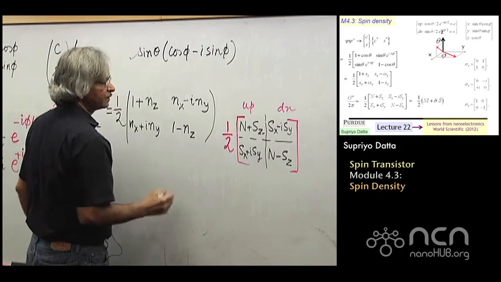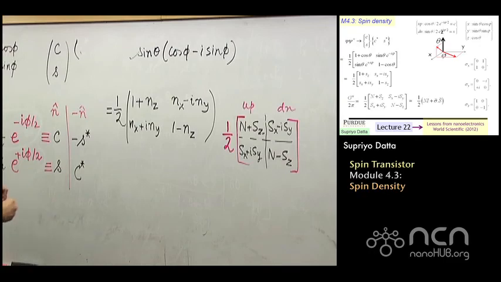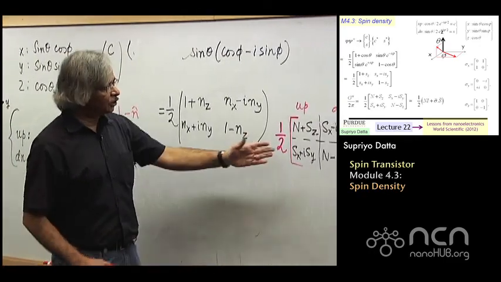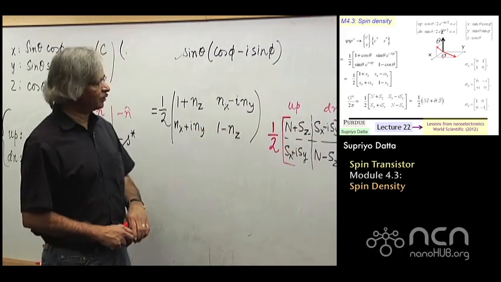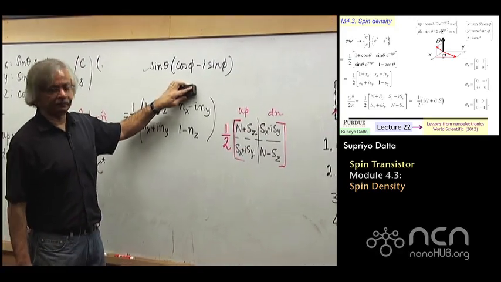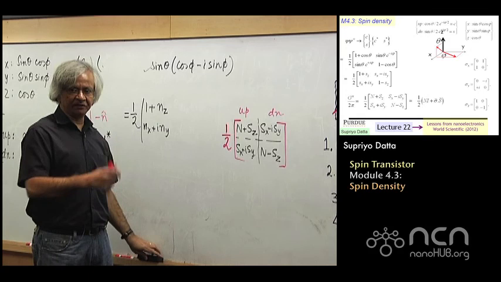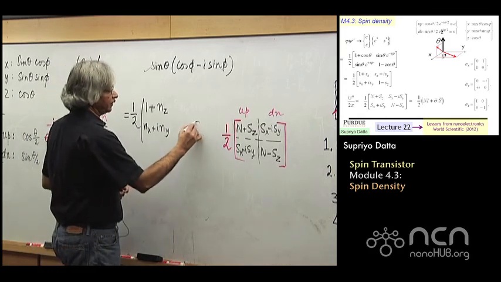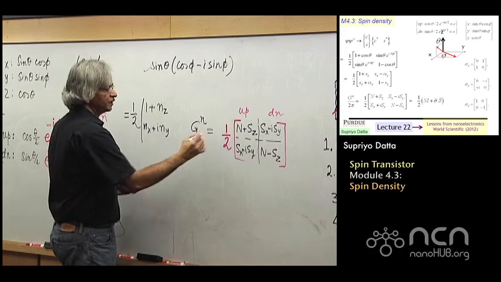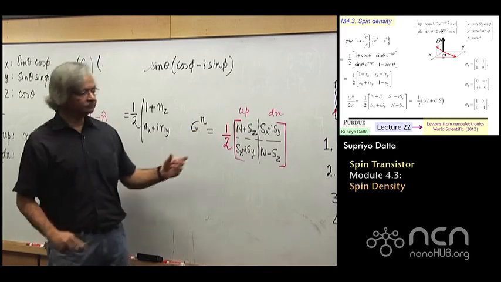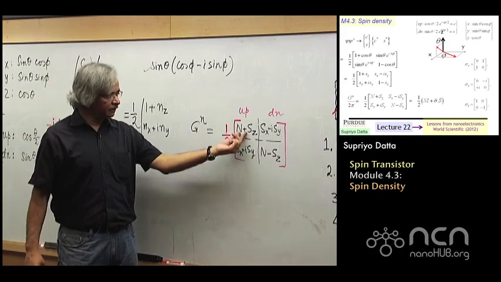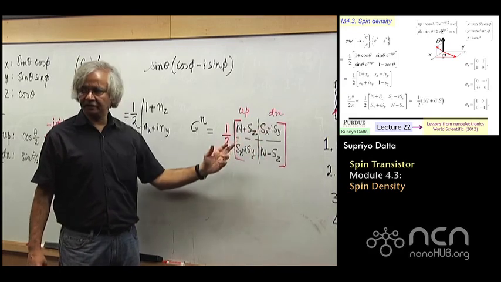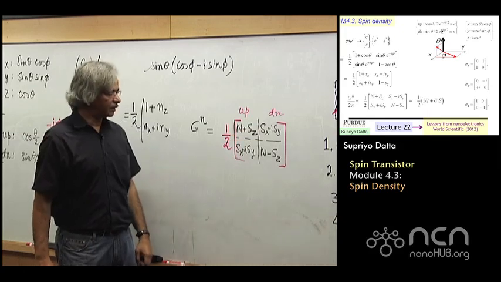as I had mentioned. So this is how you could see why the Gn looks like this. So when you calculate Gn from the NEGF method, for example, this is how you'd interpret it. That is, you'd look at what's on the diagonal, that would tell you N plus Sz and N minus Sz. You look off diagonal, you'll get Sx and Sy.